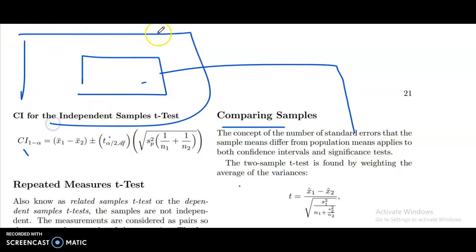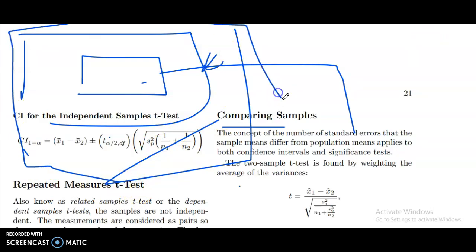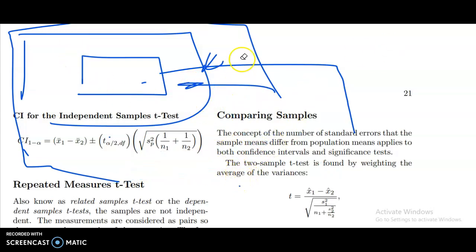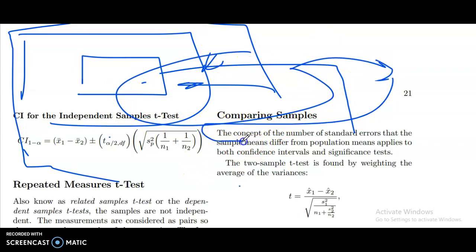Sample means differ from what? From population means. This is, for example, the population, and this is the sample mean, so the means differ. The concept of the number of standard errors that the sample means differ from population means applies to both confidence intervals and the significance test.